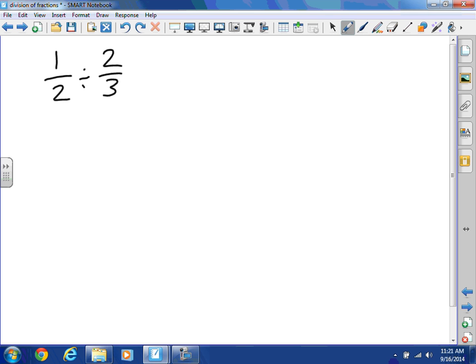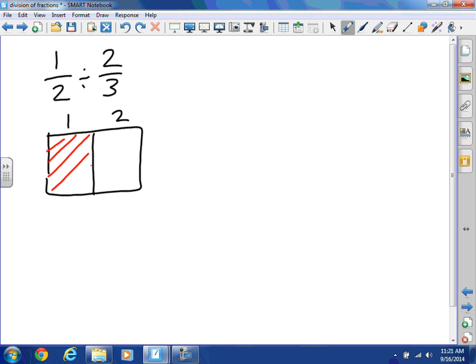Draw 1. Divide it in half. I'm going to cut it in half. This is 1, and that's 2. Now, if I want 1/2, I'm going to color in 1 of the 2. Does that represent my 1/2? Yes. Now, because I'm dealing with 2 numbers, I need to do my 2/3 on the other side. So over here, I want 2/3. So I need 3 pieces. 1, 2, 3. I'm going to color in 2 of them.